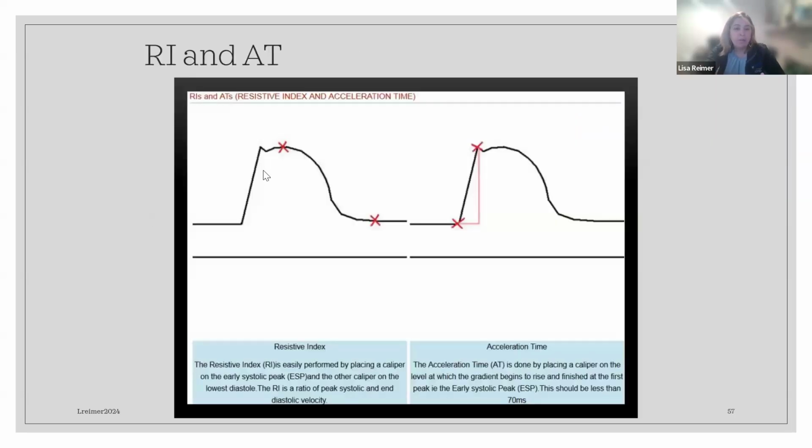Here's just a comparative of what we're measuring for resistive index. That takes peak systole and end diastole, and also acceleration time. We want to see, when did systole start and when did it end? If that's slow, that's a problem. We want a quick upstroke in systole.